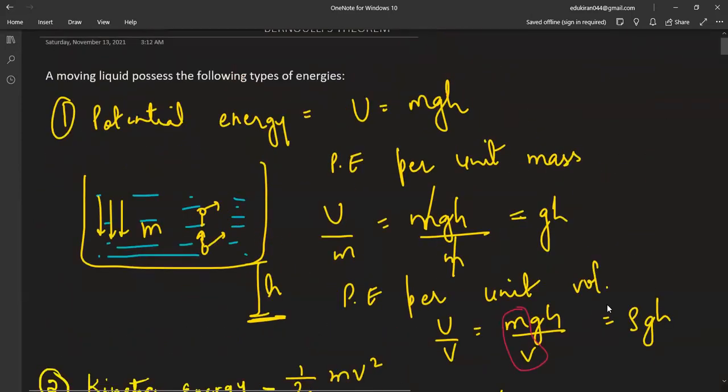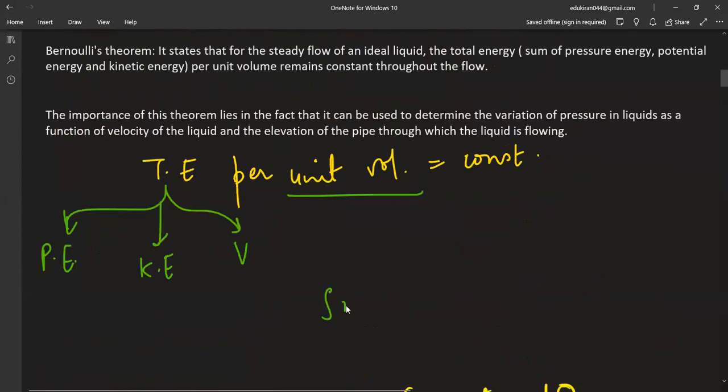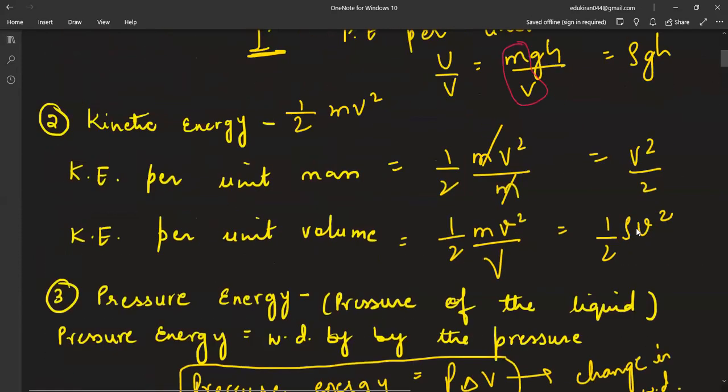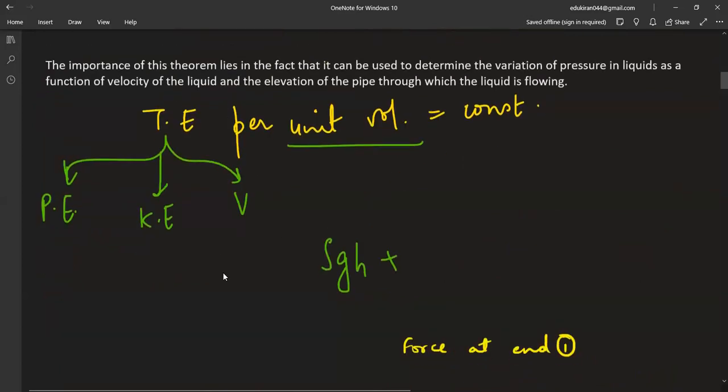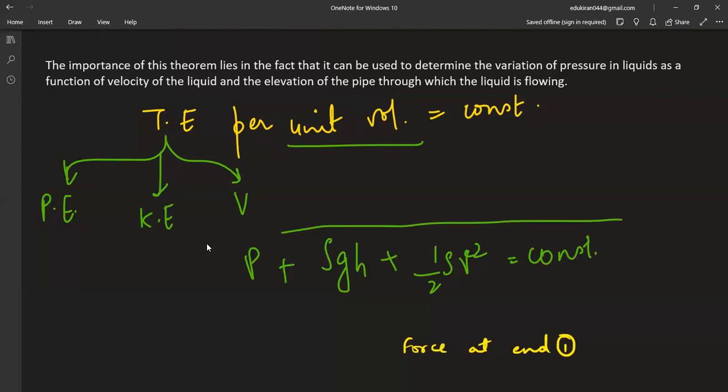What is potential energy per unit volume? Rho gh. Rho gh plus, then you have kinetic energy per unit volume. It's half rho v square. V is velocity. And then we have pressure energy. I'm writing it as P. This will always remain constant. And this is what is meant by Bernoulli's theorem.